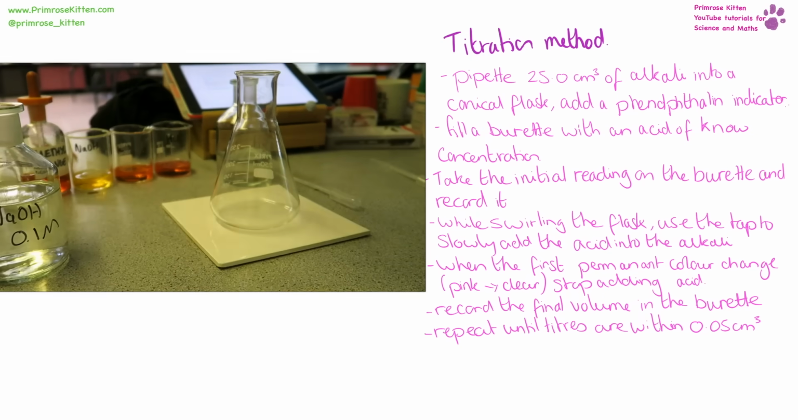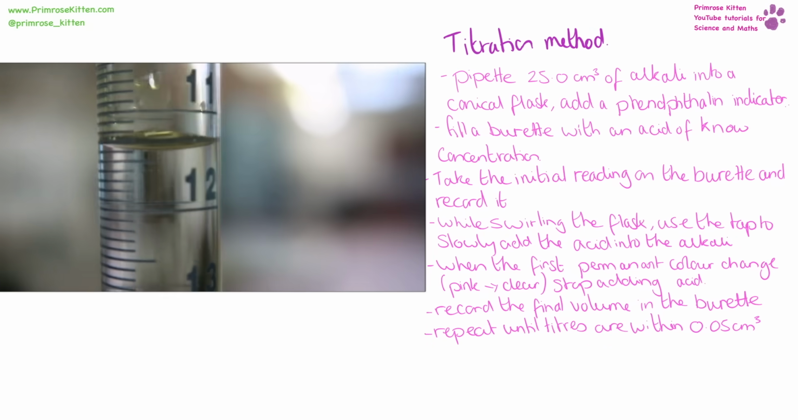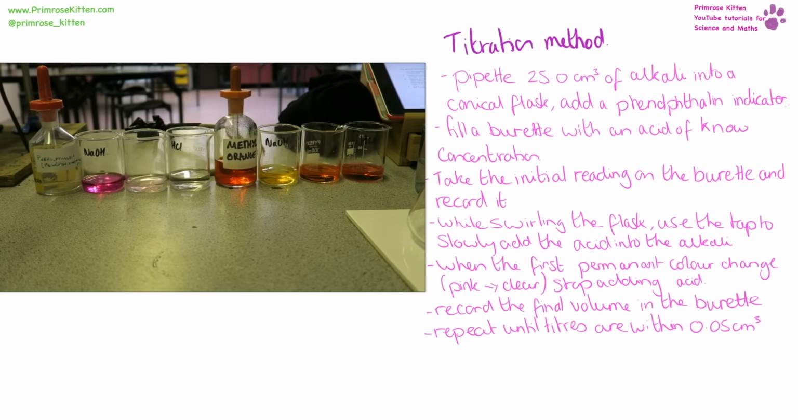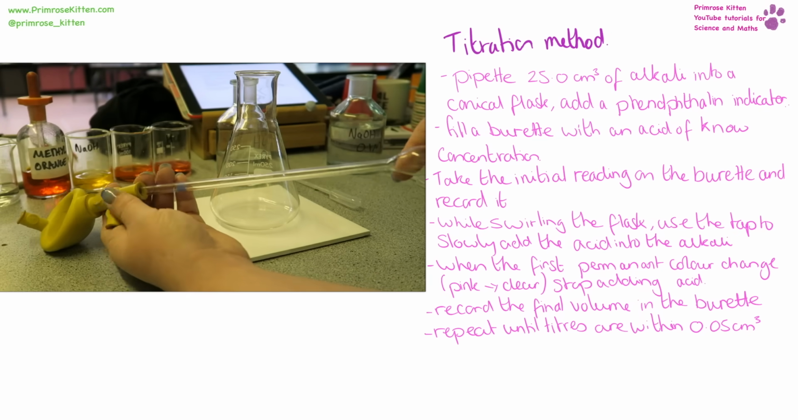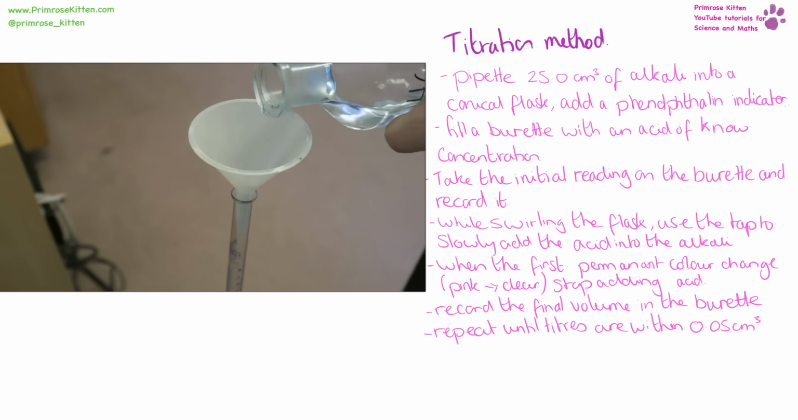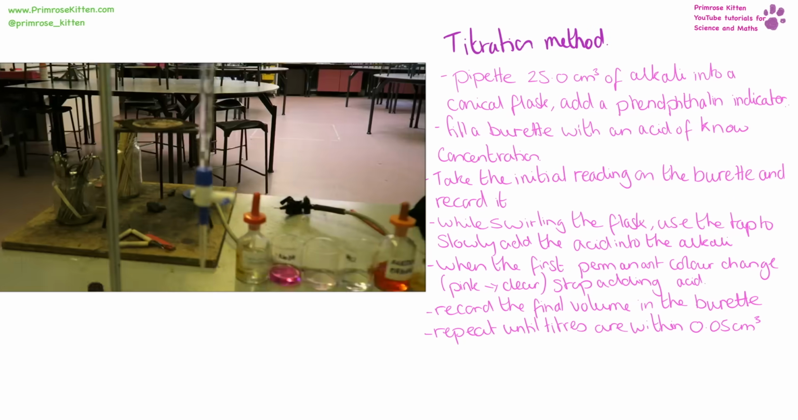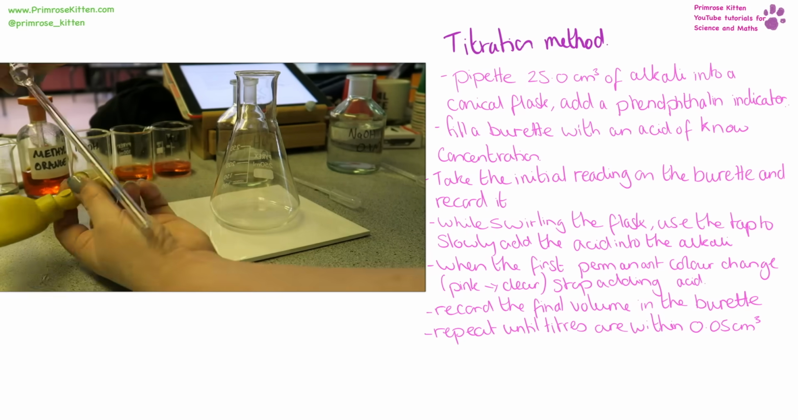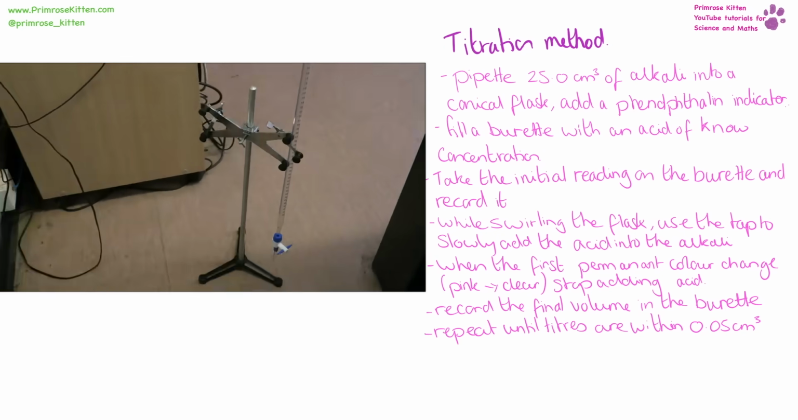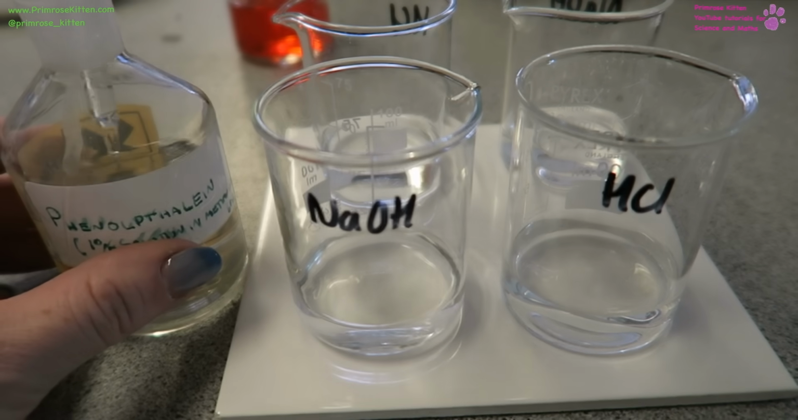To carry out a titration, first of all you need to put 25 centimetres cubed of an alkali into a conical flask, add a phenolphthalein indicator or an indicator like methyl orange, fill a burette with an acid of a known concentration, take the initial reading on the burette and record it, and while swirling the flask, use the tap to slowly add, drop by drop, the acid into the alkali. When the first permanent colour change happens, pink to clear for phenolphthalein, stop adding the acid. Record the final volume in the burette and repeat titres until you get them within 0.05 centimetres cubed.